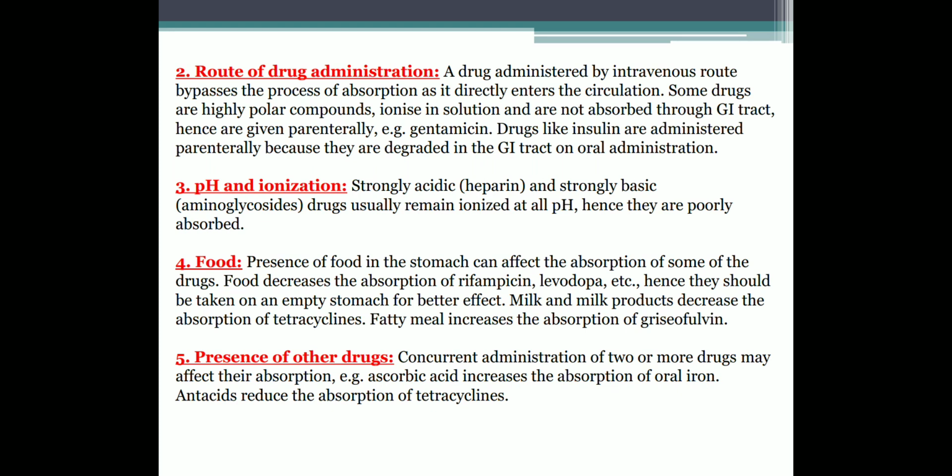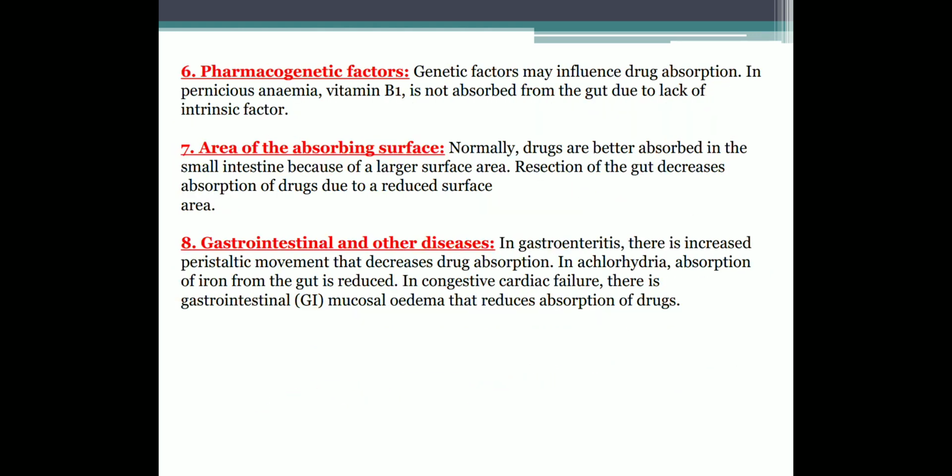Next, presence of other drugs. For example, if the patient is suffering from concomitant diseases, like one or two more problems or diseases, then he might have a polypharmacy prescription. Polypharmacy prescription is having more than 5 drugs at the same time. So concurrent administration of 2 or more drugs may affect their absorption. For example, ascorbic acid increases the absorption of oral iron, and antacid reduces the absorption of tetracycline.